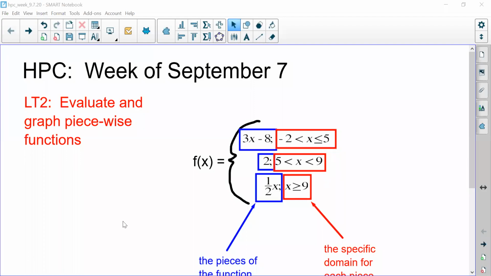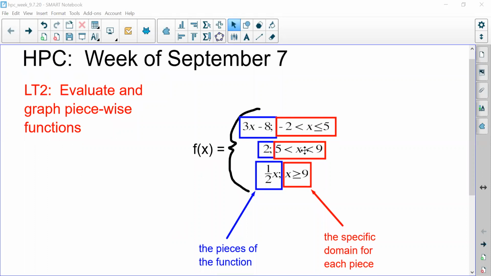Hello, honors pre-calculus students. We're going to spend 3 days talking about learning target 2, which is piecewise functions. You're going to learn how to evaluate them and graph them. And if I give you a graph, can you work backwards and come up with a function? All those things. You've probably seen these before.